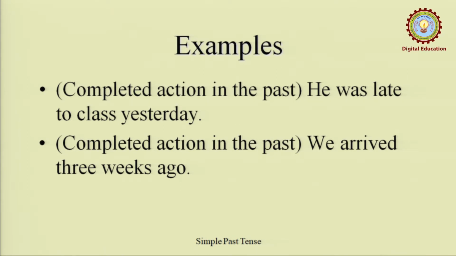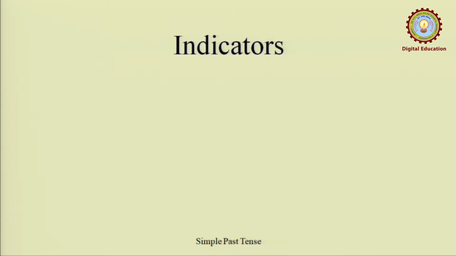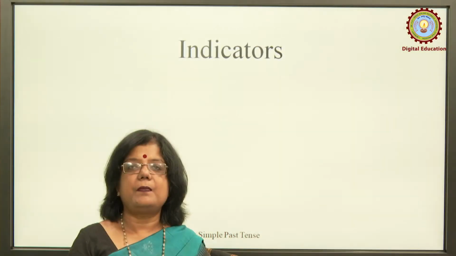We arrived 3 weeks ago. Completed action in the past is again denoted here. She always wrote a letter to her mother on Sunday night. It states a past habit. What are the indicators of using this simple past tense?